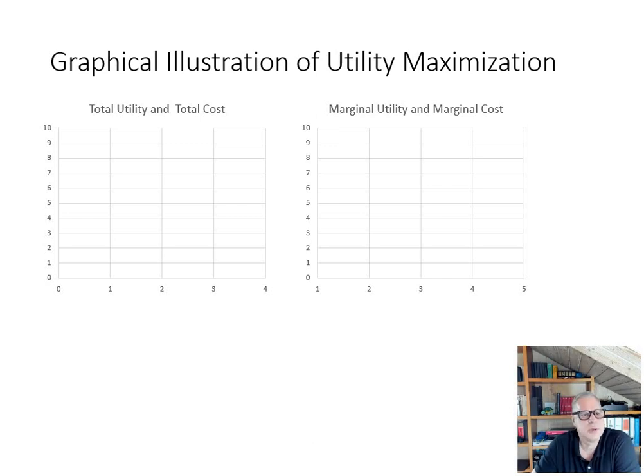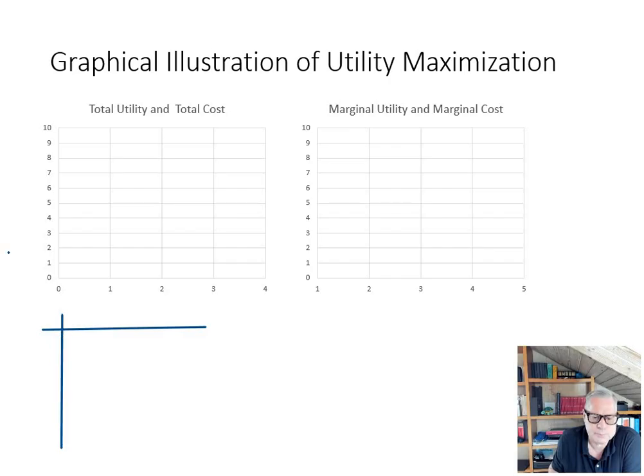Okay, let's continue with the previous example, and let's just draw the information that we had there. So we basically had a table, and so we had here the number of cookies, 0, 1, 2, 3, 4, and then we had the total utility.